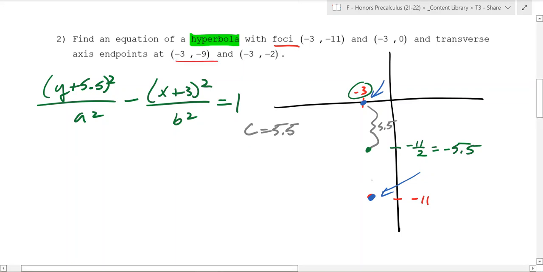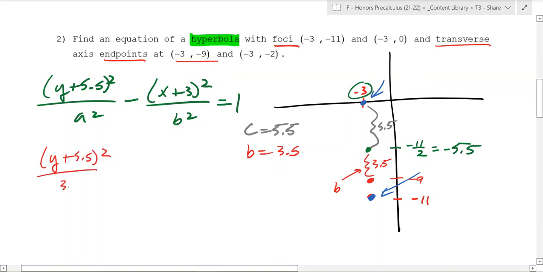-3, -9. It's going to be right here. So this distance right here is 3.5. Since that's the vertex right there, that means that this is the a value. So a is equal to 3.5, the distance to the endpoints, the transverse endpoints. So you get (y plus 5.5) squared over 3.5 squared minus (x plus 3) squared over b squared is equal to 1.